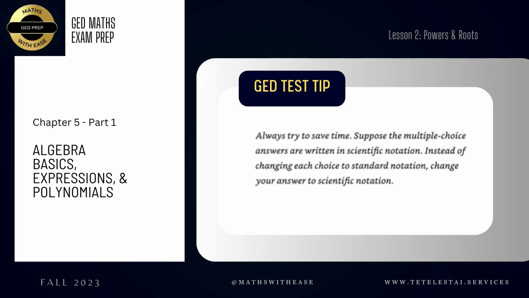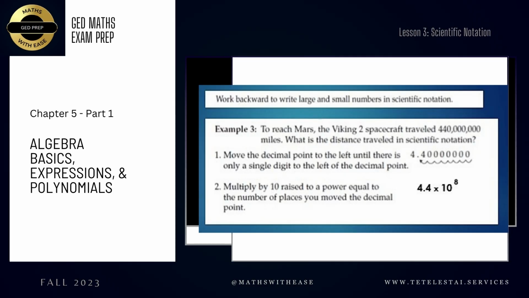Here's a test tip. Always try to save time. Suppose the multiple choice answers are written in scientific notation. Instead of changing each choice to standard notation, just change your answer to scientific notation. You want to work backwards to write large and small numbers in scientific notation.